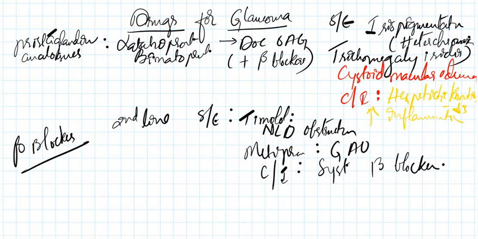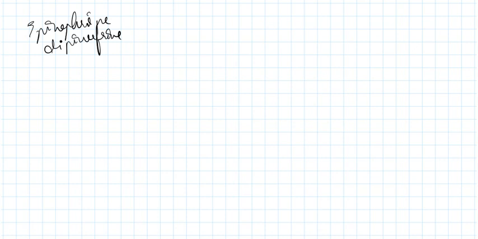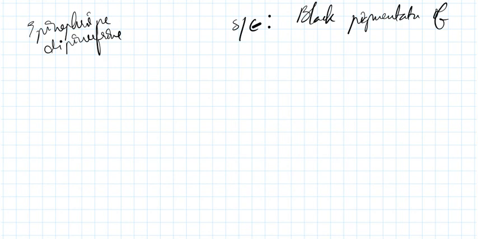Now, what are the other drugs? Other drugs which are given are epinephrine and dipivefrin. Remember these two drugs, it is very important. What is important in these two drugs? The very important thing is the side effect. They cause black pigmentation of the conjunctiva.